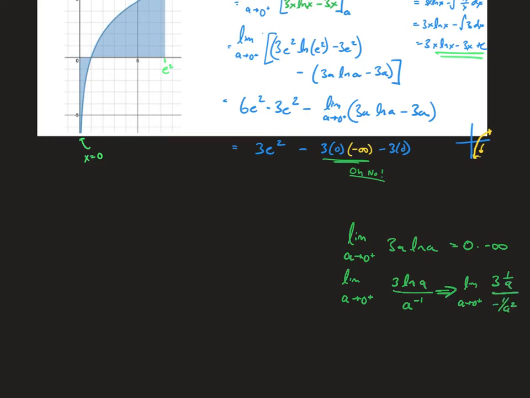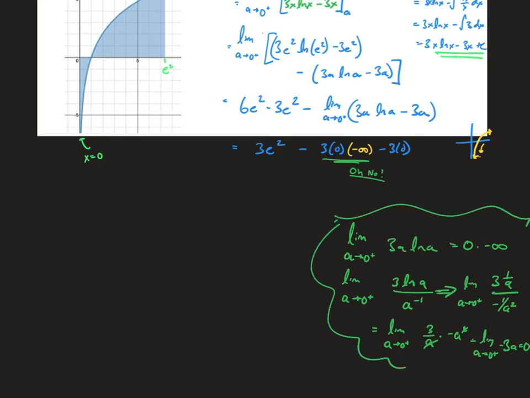When I simplify that down, I'll end up with the limit as a approaches 0 from the right-hand side of 3 over a times negative a squared, and I'll let some a's cancel out. So I end up with the limit as a approaches 0 from the right of 3a, negative 3a, which is in fact equal to 0.